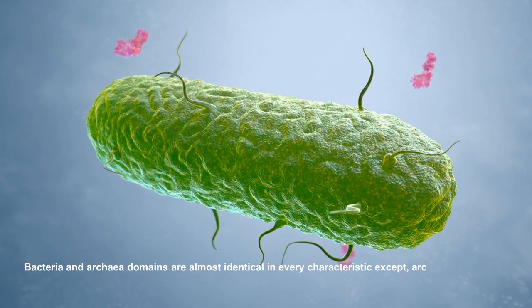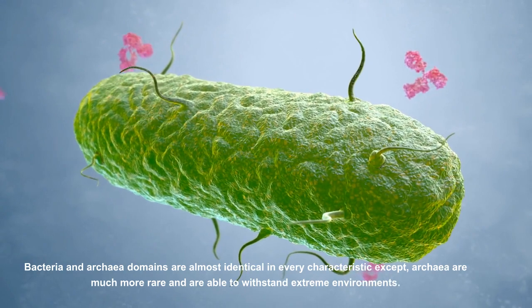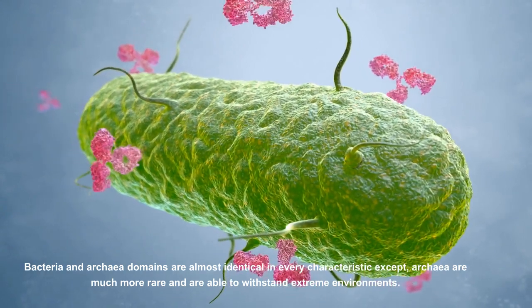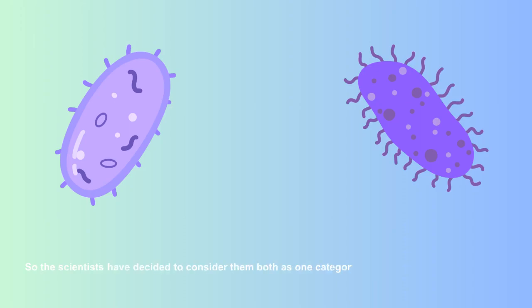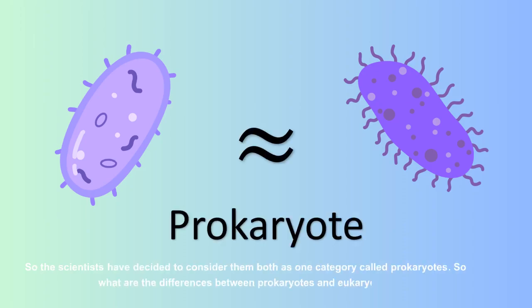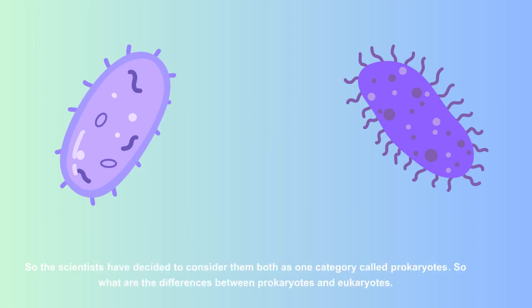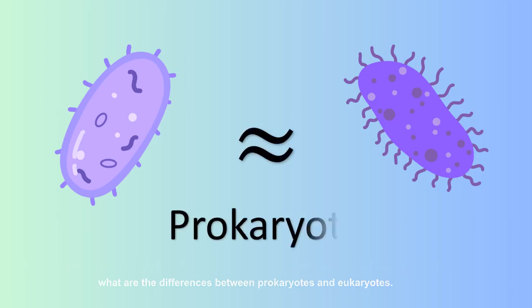Bacteria and archaea domains are almost identical in every characteristic except that archaea are much more rare and are able to withstand extreme environments. So the scientists have decided to consider them both as one category called prokaryotes. So what are the differences between prokaryotes and eukaryotes?